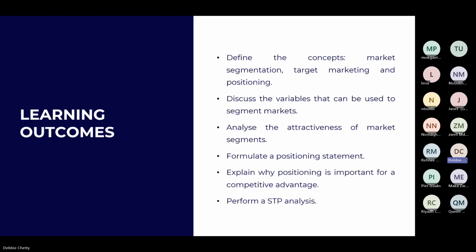So for Unit 4, the learning outcomes are as follows. They are very important for you because it guides you on what you need to know and understand from Unit 4. You must be able to define what is market segmentation. If I'm saying target marketing, what do I mean? And positioning as well. You need to know what these concepts are. You need to be able to discuss the variables that can be used to segment markets. You need to analyze the attractiveness of market segments, formulate a positioning statement, explain why positioning is important for your competitive advantage, and you must be able to perform an STP analysis.